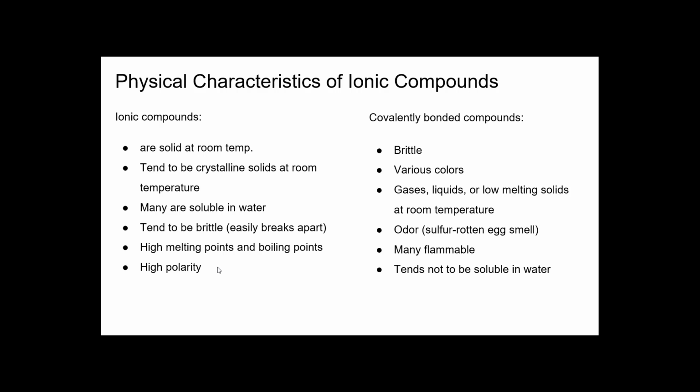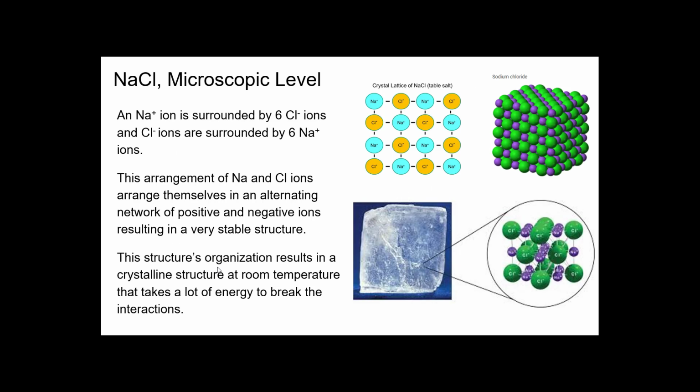I did put together some physical characteristics. Not all of these are going to be based on what you can see from these pictures, but it will give you an idea of some characteristics. It says ionic compounds, but if you look at the next one over here, it says covalent, and you can see the difference between these.